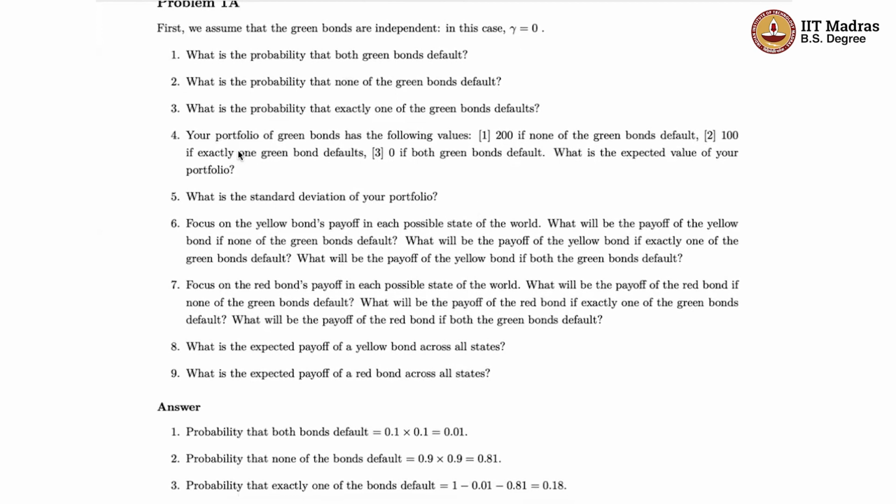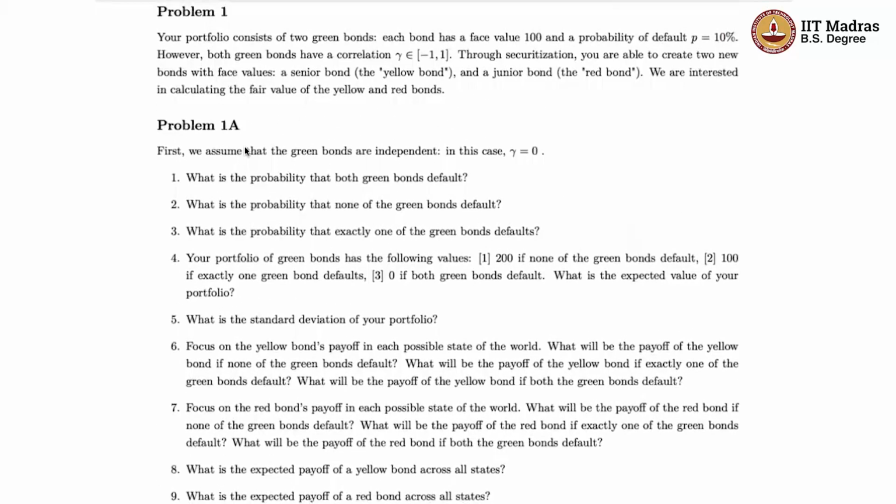Okay. Now, if you were thinking in terms of the green bonds, your portfolio would have been the following. You had portfolio value equal to 200 if none of the green bonds default, value equal to 100 if exactly one green bond defaults, and 0 if both green bonds default. So based on this, can we calculate the expected value and the standard deviation?